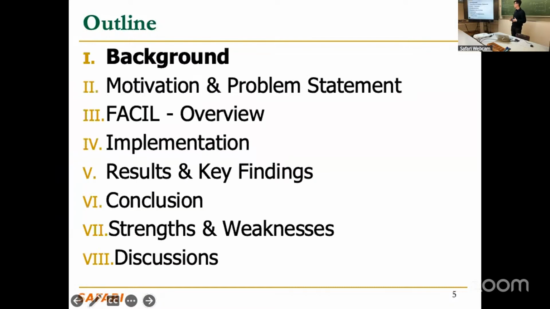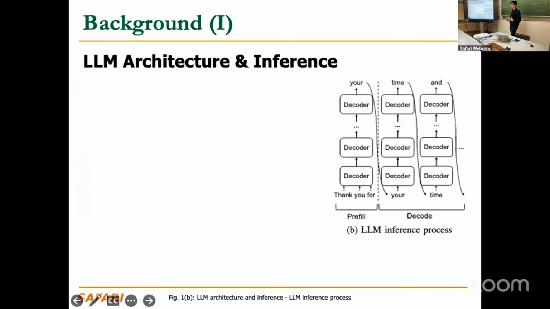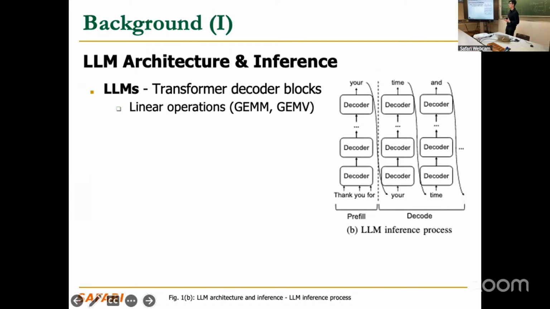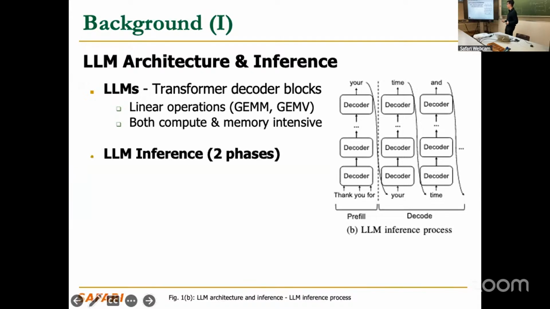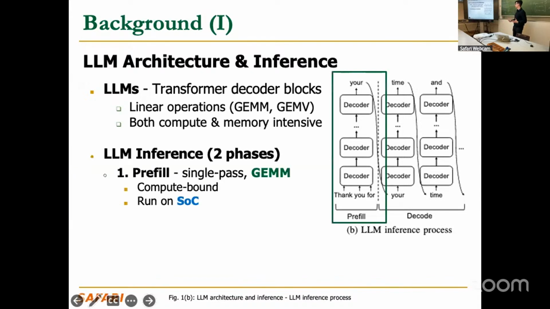First, this is the outline of my talk, and I'm going to start with some background. The background is about LLM architecture and inference, which was already introduced in the first paper in a way, but we are tackling it in a different way. LLMs consist of multiple transformer decoder blocks, as you can see in the figure here. Basically, one decoder performs multiple linear operations, which can be either memory or compute intensive. The LLM inference process is split into two phases. The first one is the prefill phase, where multiple input tokens are processed simultaneously in a single pass through matrix multiplications in order to spit out the output token, shown in the figure. This step is compute bound and runs on the SoC.